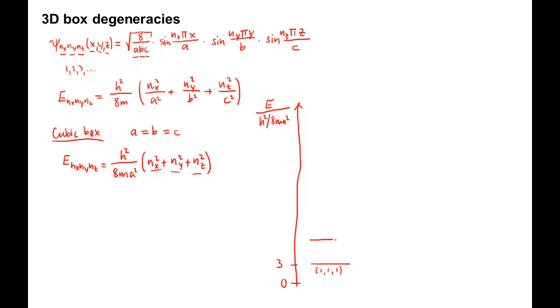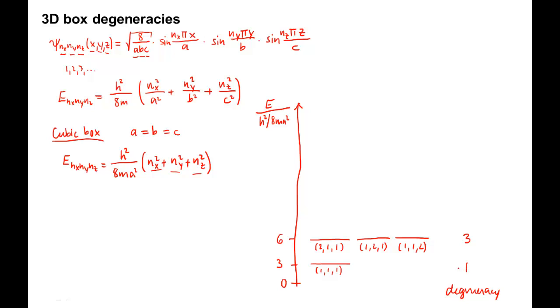If the quantum numbers are 2, 1, 1 or 1, 2, 1 or 1, 1, 2, the sum of squares equals 6, and the energy of all these three states is identical. It equals 6 times h squared over 8ma squared. Such states that are distinct but have the same energy are called degenerate. The degeneracy of this energy level is 3 because there are 3 states. The degeneracy of the ground state was 1 because there was only one state with that energy.